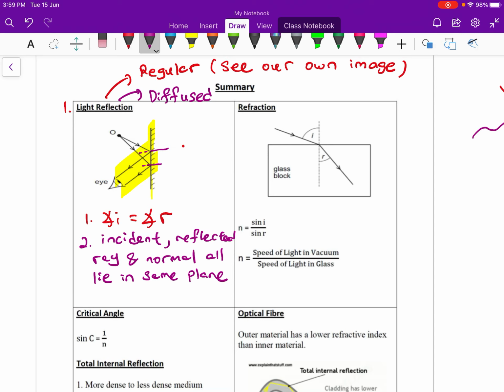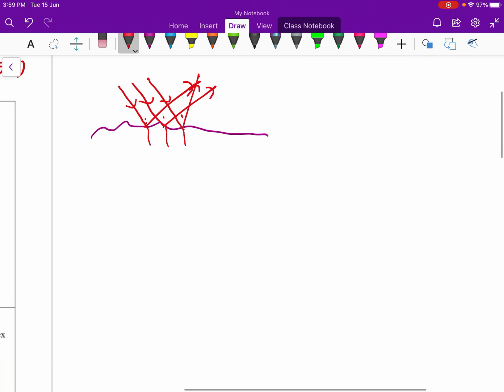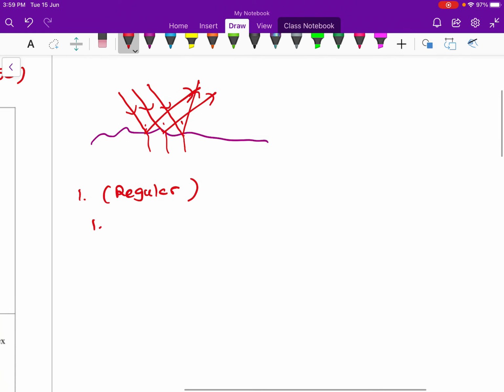Let's go back to our regular reflection. When we see our own image in a mirror, the image has five characteristics. The five characteristics of an image in regular reflection: the first is definitely virtual. Second is same size. Third is object distance equal to image distance.